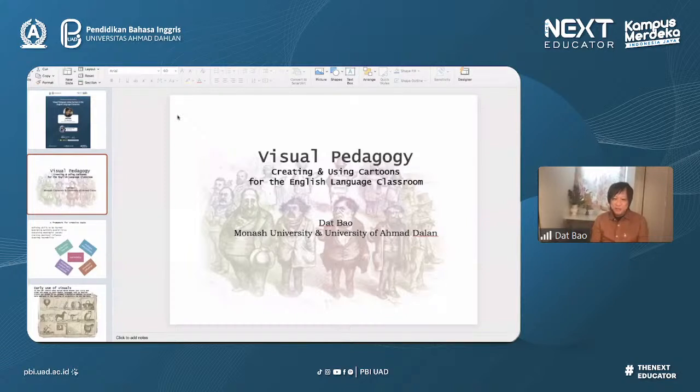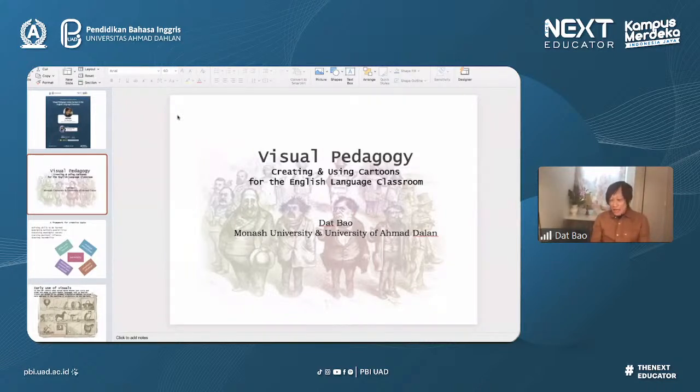Monash University and Universitas Ahmad Dahlan allowed me to also say I belong to Ahmad Dahlan University, for having been here so many times in my life. I think my job is with Monash, but my heart is with Ahmad Dahlan. Do you know why? Because if your heart is in two places, that's not good. That means your heart is broken.